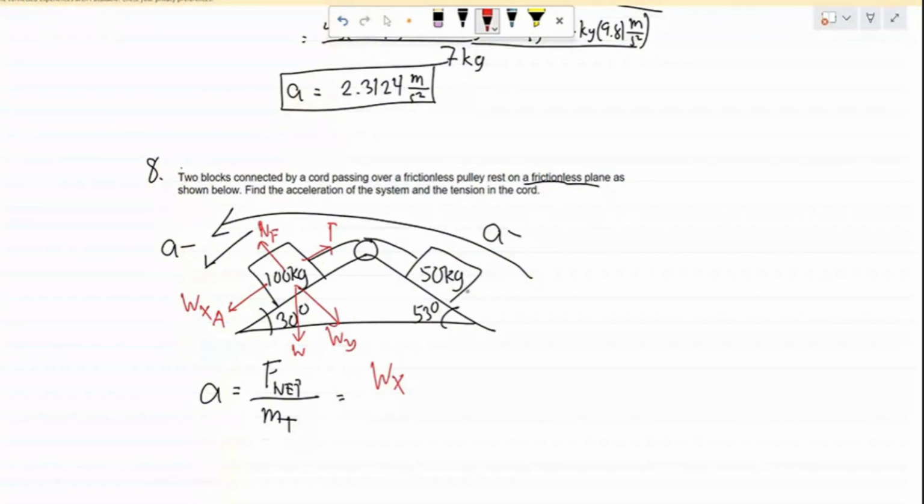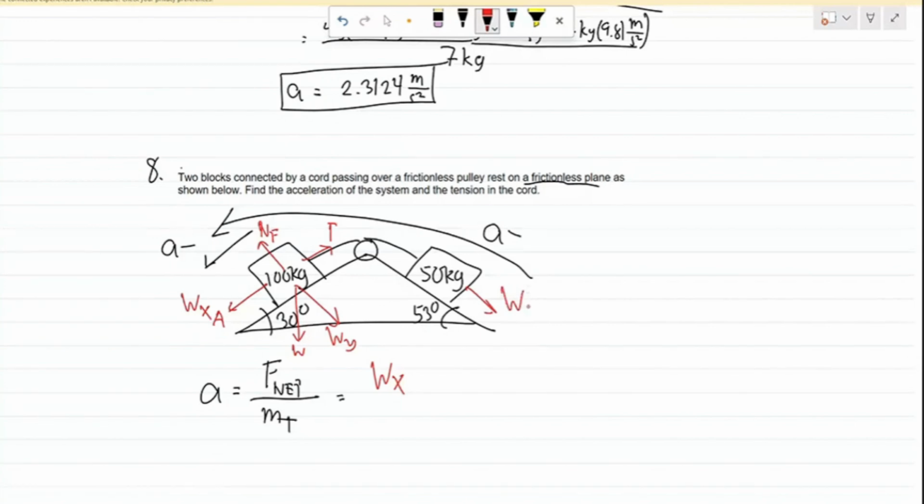So, 50 kilograms po, meron din po yung sariling WX. So, WX sub B. Okay? Meron din po yung sariling weight. Therefore, meron siyang W sub Y and also the normal force. Hindi na po ba kailangan hanapin si normal force?